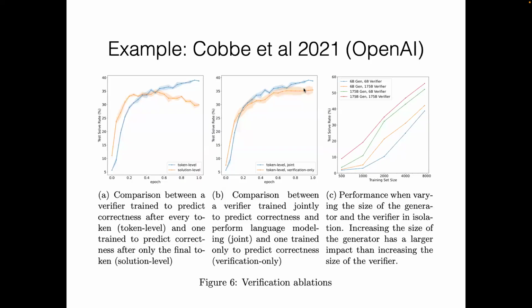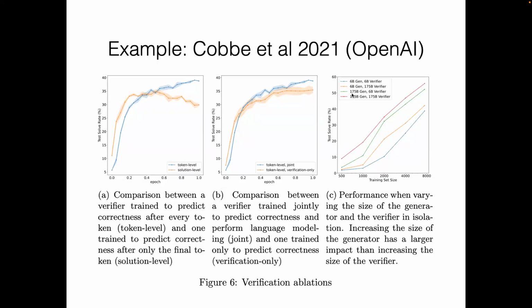And then this one on the right is really interesting. You could ask, how big does the verifier have to be relative to the size of the language model? Here they do these different combinations. For instance, they have equal size: a 6 billion generator and a 6 billion verifier, in blue. And they have equal size again for the larger model, 175 billion. Then there are some interesting ones, and maybe the green is actually the most interesting.